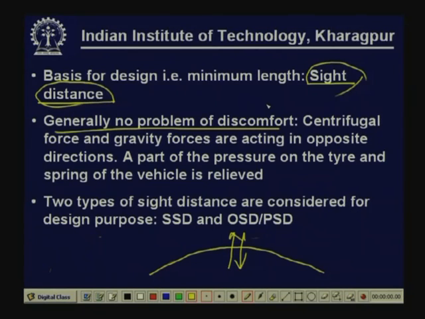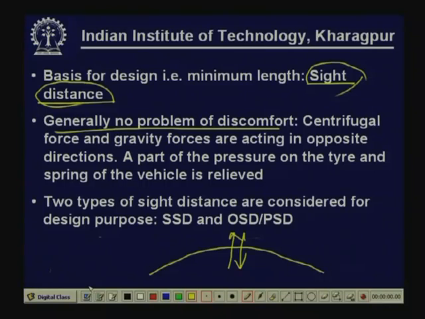Now, obviously, two types of sight distances are considered. We know that one is the stopping sight distance, the other one is the overtaking or passing sight distance. So, both these sight distances are considered, and accordingly the required length is estimated or calculated.